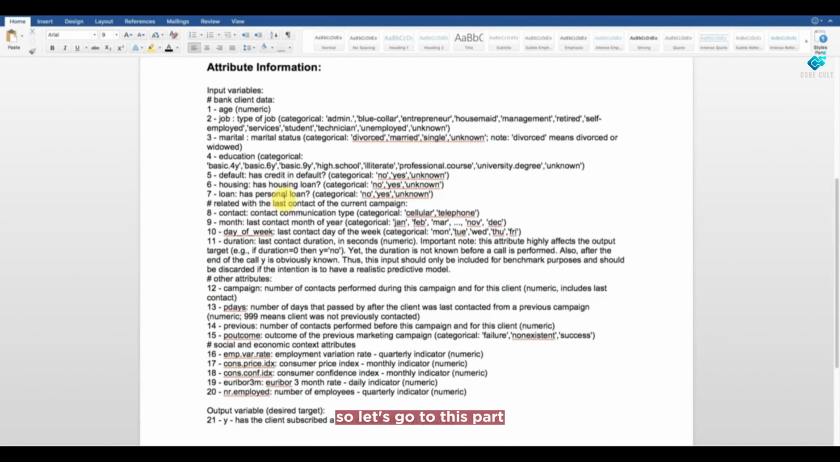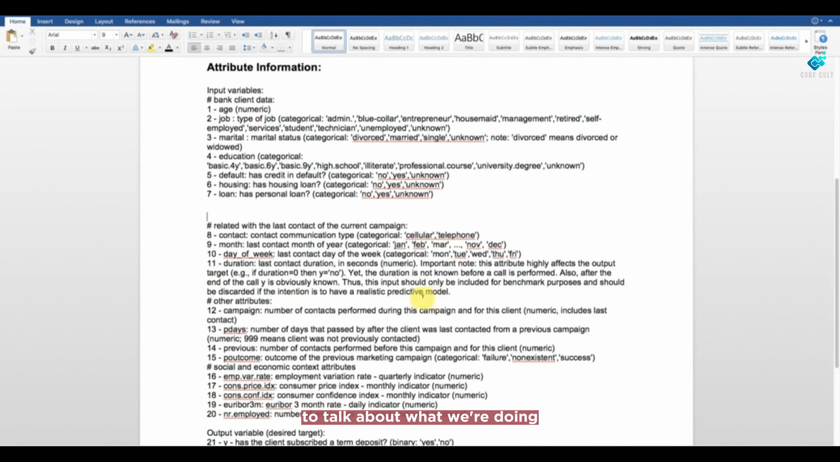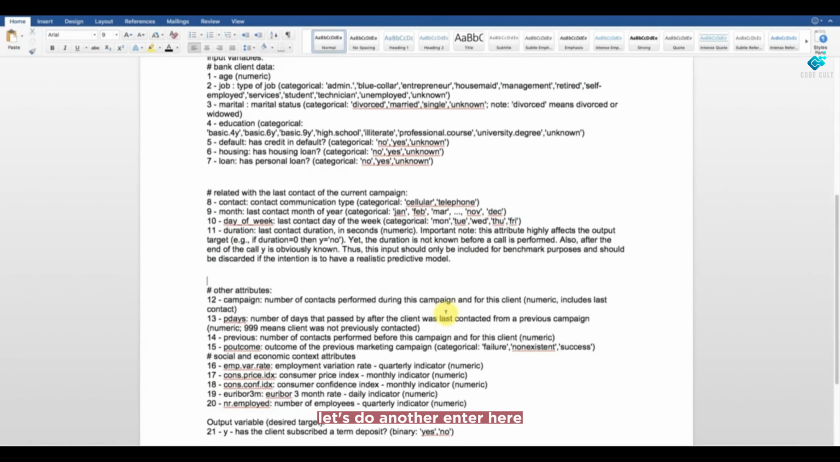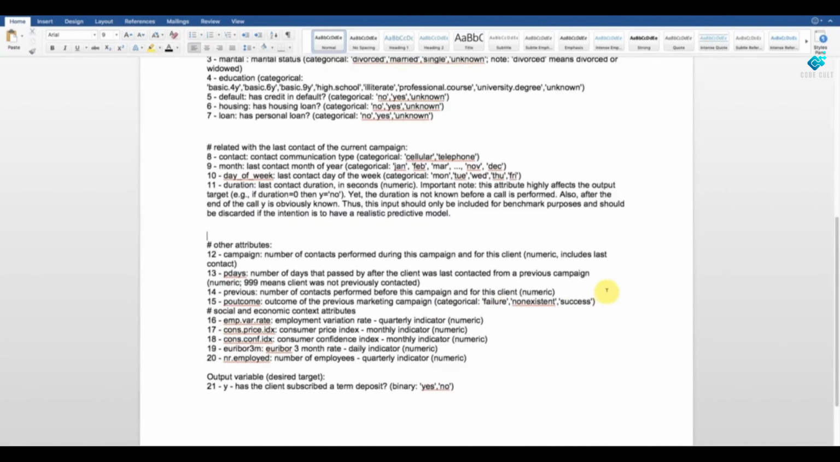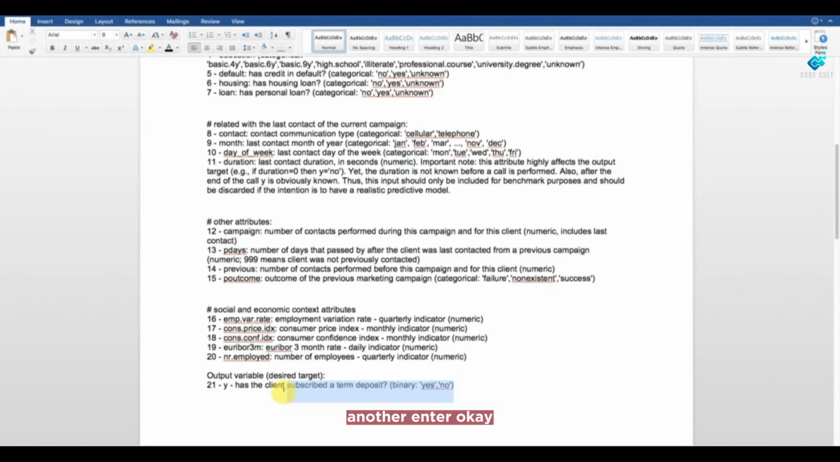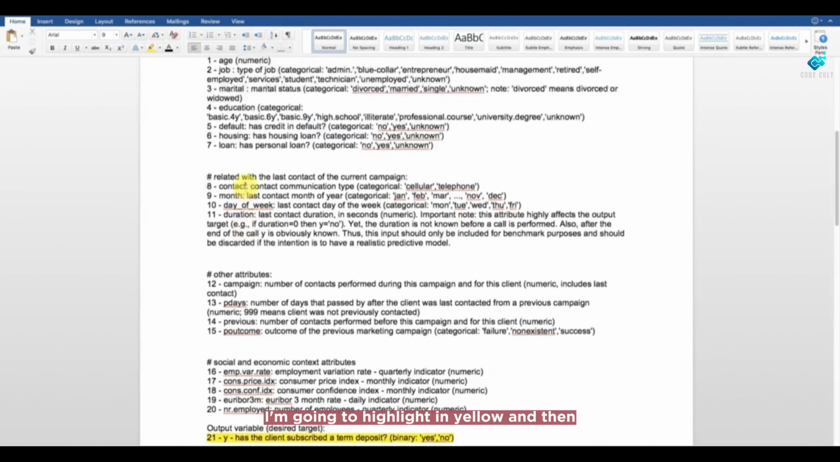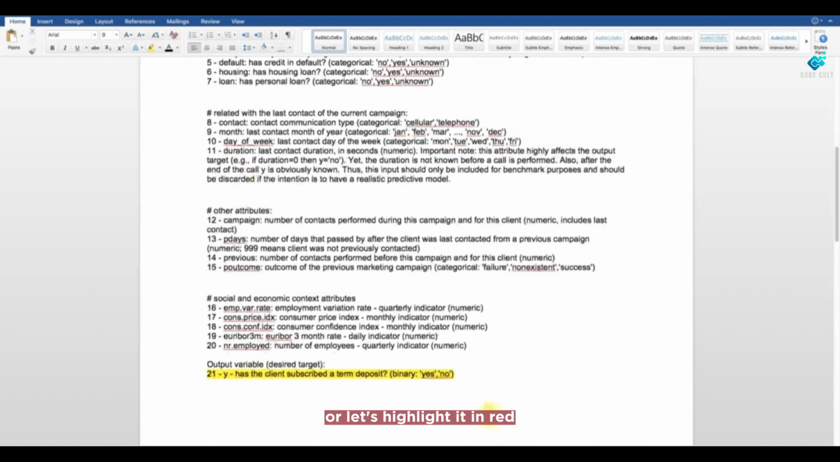So let's go to this part. Here, I'm just going to use this file to talk about what we're doing. Let's do another enter here, another enter. Okay, so this variable I'm going to highlight in yellow. Or, you know what, let's highlight it in red. Let's highlight this one in red.